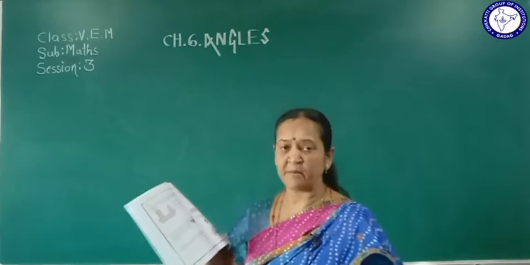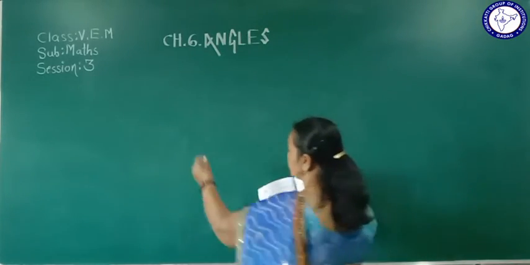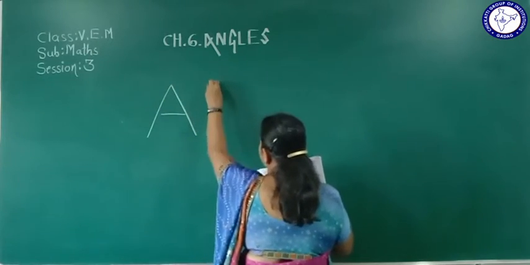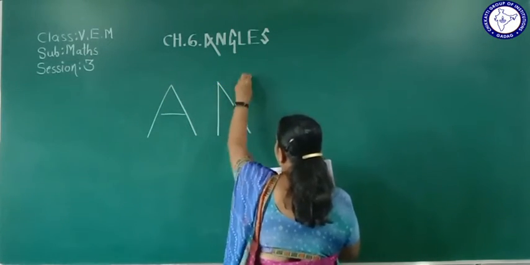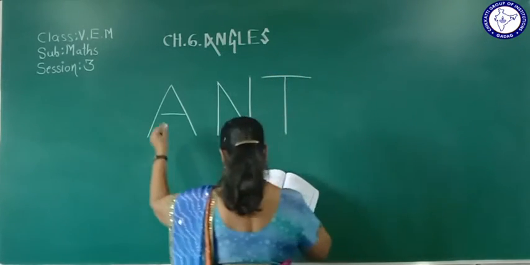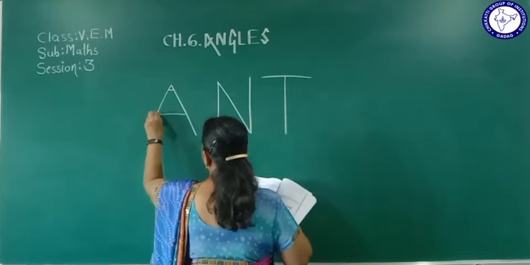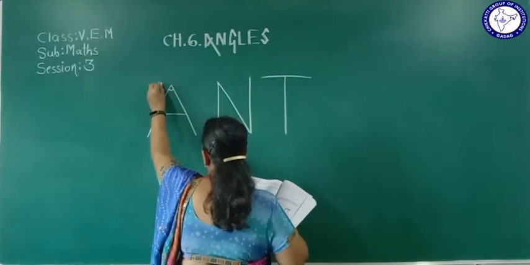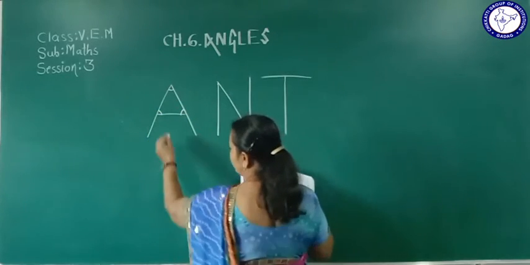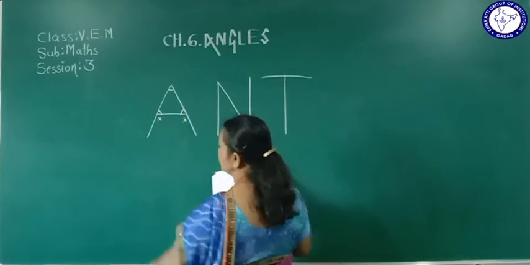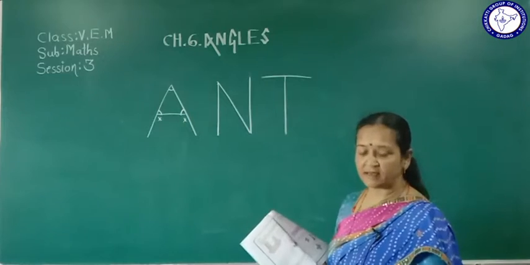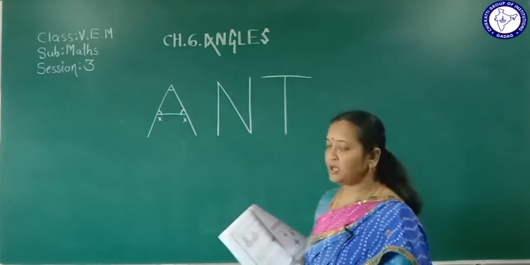Then some English alphabets are given. For example, here it is written A, N, T. So here this angle is marked. This is an acute angle. This angle is an acute angle. This angle is an acute angle. This angle also is an acute angle. What about these two angles? They are obtuse angles. Okay, these two angles are obtuse angles. They are more than 90 degrees.